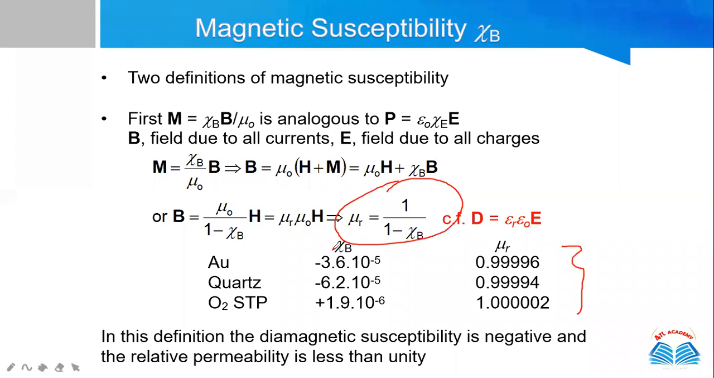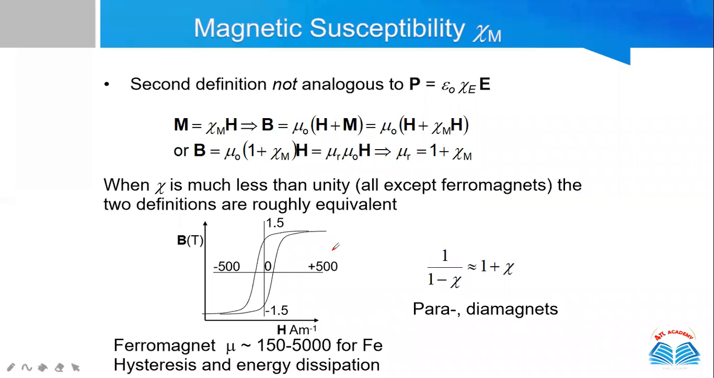If there is any diamagnetic substance, then you will always remember that magnetic susceptibility is always negative, and relative permeability is always less than 1, only for diamagnetic materials.